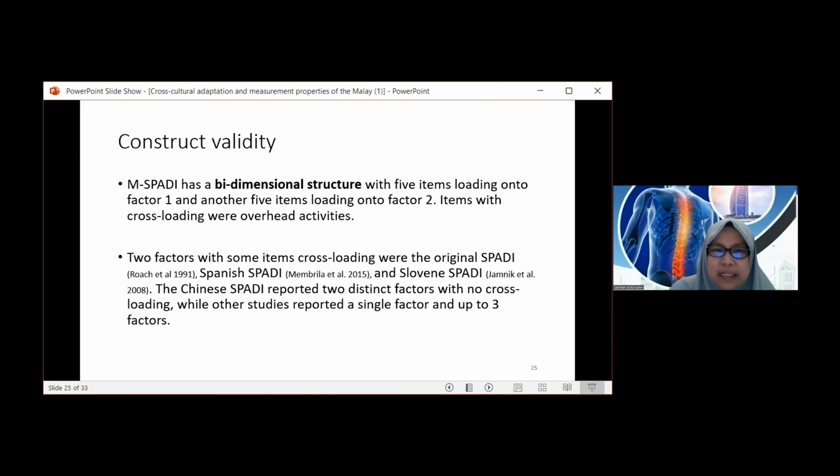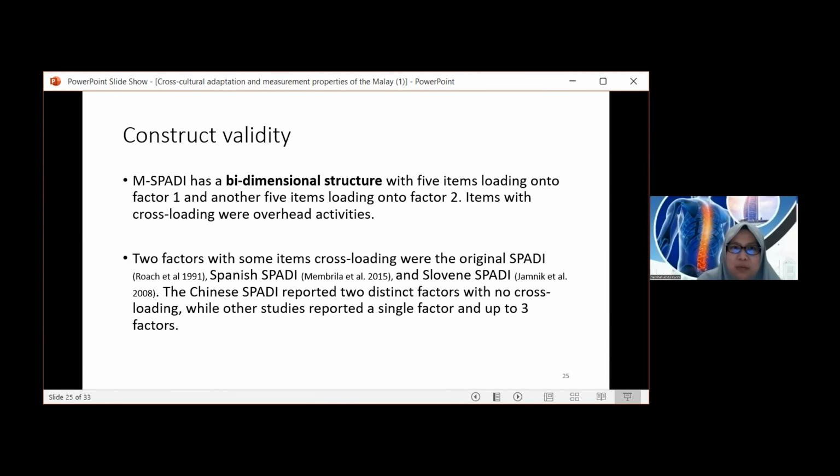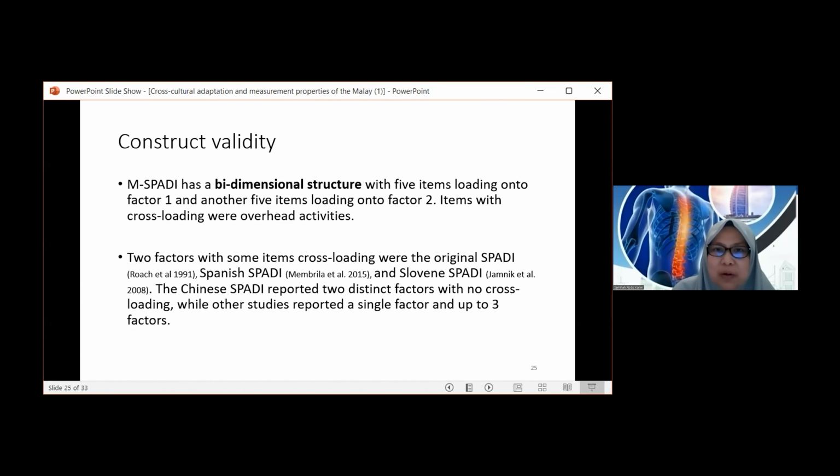For structural validity, the EFA showed that M-SPADI has a bidimensional structure with 5 items loading onto factor 1 and another 5 items loading onto factor 2. The 3 items which showed cross-loading were pain item 4, disability item 3, and disability item 6, all of which were overhead activities. Even though these items show cross-loading, they all have higher loading on their predicted factors.